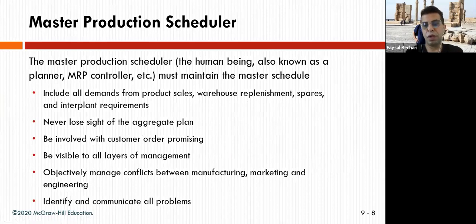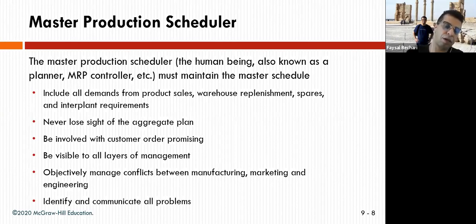Now, there is a master production schedule, which we talked about, and it's maintained by a human being who could also be known as a planner or MRP controller, as we saw in the video. They must maintain the master scheduling. It includes all the demand for a product: sales, warehouse replenishment, spares, and interplant requirements. It never loses sight of the aggregate plan.